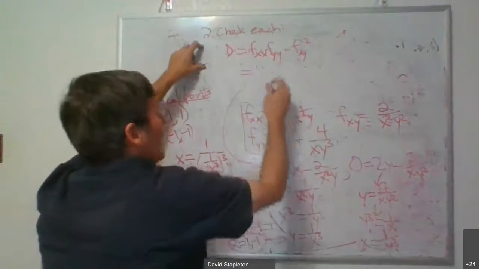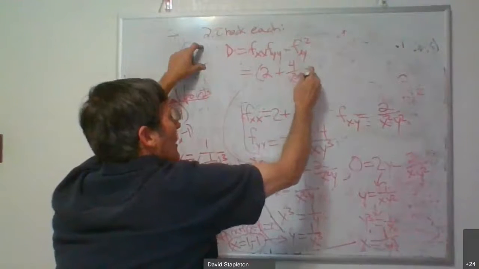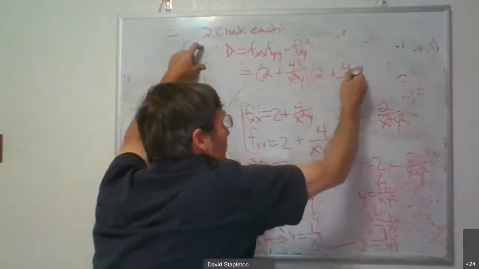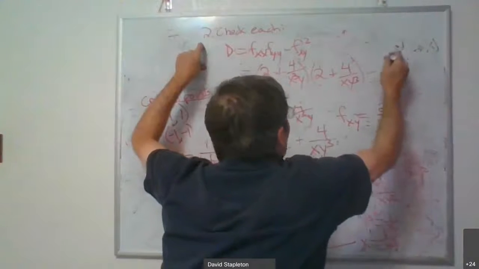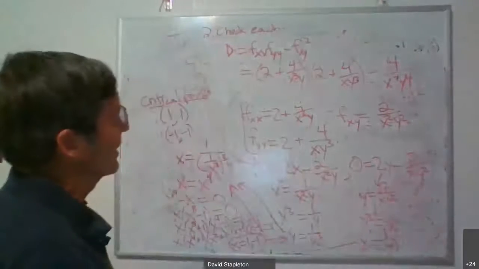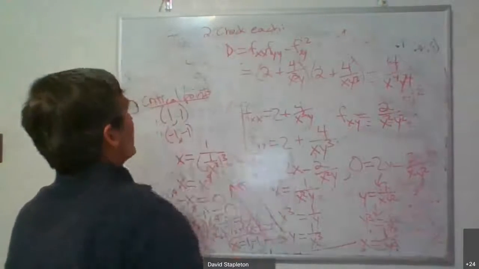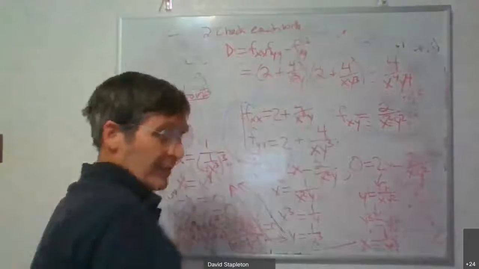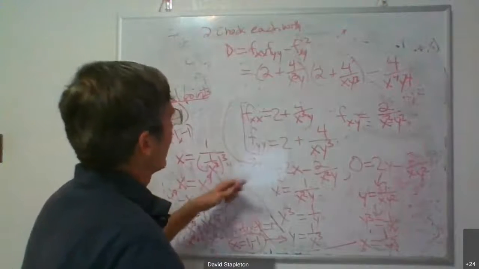It's this one, 2 plus 4 over x cubed y, times this one, 2 plus 4 over x y cubed, minus this one squared, plus minus 4 over x to the 4th y to the 4th. Wow. Good thing we have easy points to plug in, plus and minus 1. These are big powers. So now I need to compute D at each critical point. So I check each with this D that varies from critical point to critical point this time. So I guess I wrote these out. I don't need these.